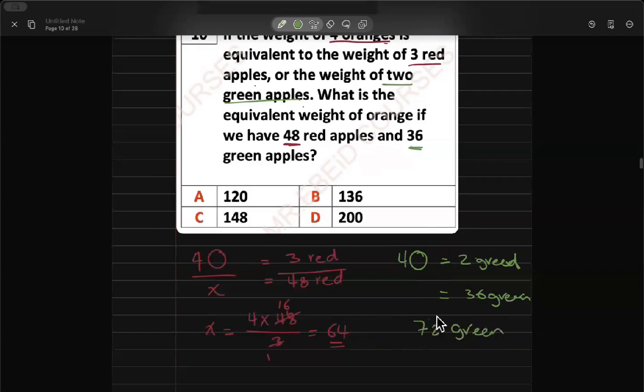Then we will just add 72 plus 64. So we have 72 oranges equivalent to 36 green apples, and 64 oranges equivalent to 48 red apples. Just add them. I think the answer will be 136.